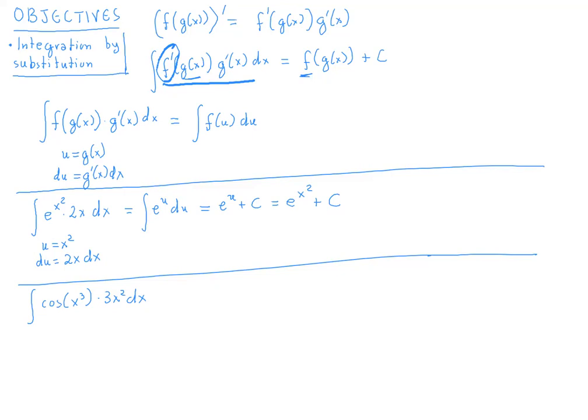So let's see what we will have here. We will set u to be equal to x cubed. Du will be equal to 3x squared dx. And so here's our du. So this will become the integral of cosine of u du. The antiderivative of cosine is sine. And so we have to go back to our original variable, and this will be sine of x cubed plus c.